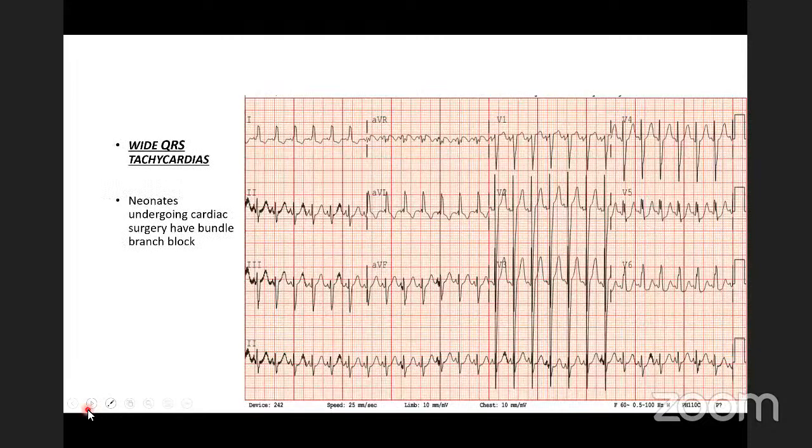So wide QRS. The other reason for wide QRS tachycardia in neonates is also surgical interventions. We know many patients have surgical interventions and they have post bundle branch block after the surgical intervention. So during the tachycardia, they have wide QRS complexes.